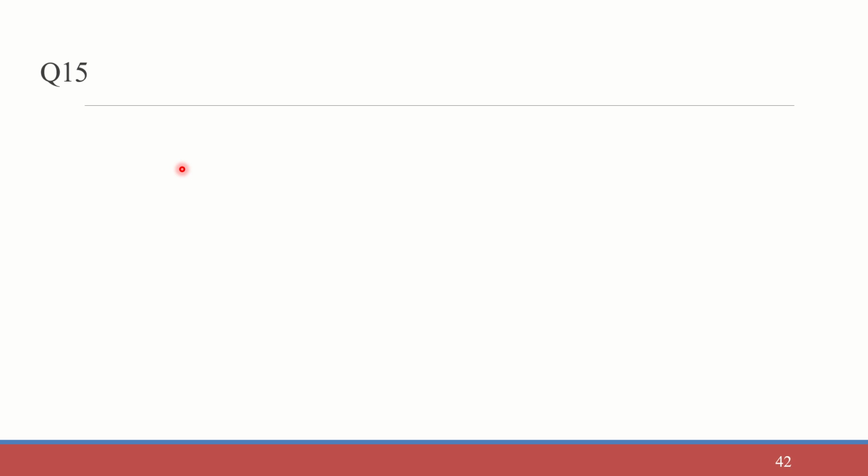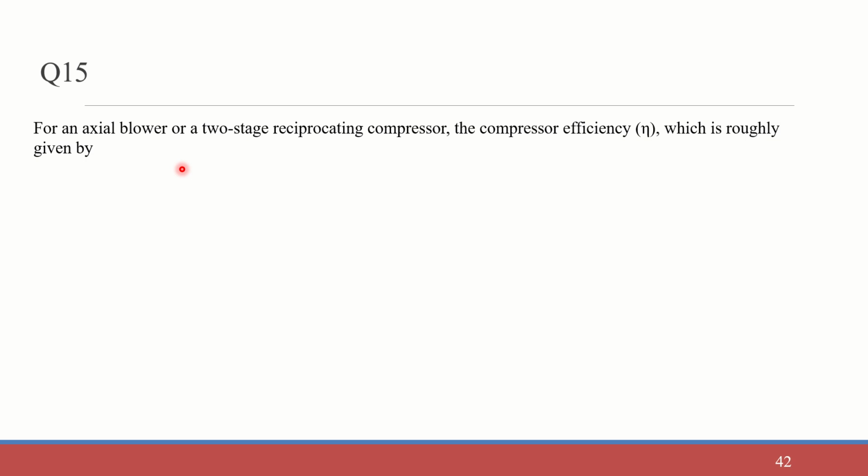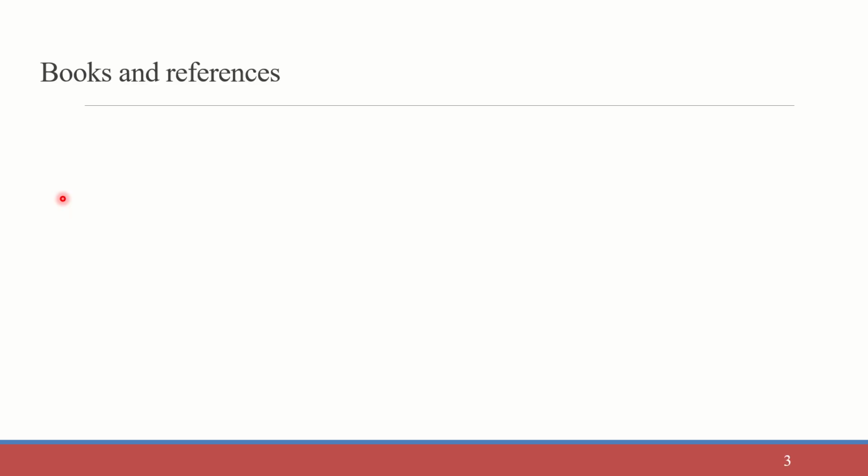We'll see question 15. In question 15, for an axial blower or a two-stage reciprocating compressor, compressor efficiency is roughly given by dash. 0.8 to 0.9, 0.6 to 0.8, option C.